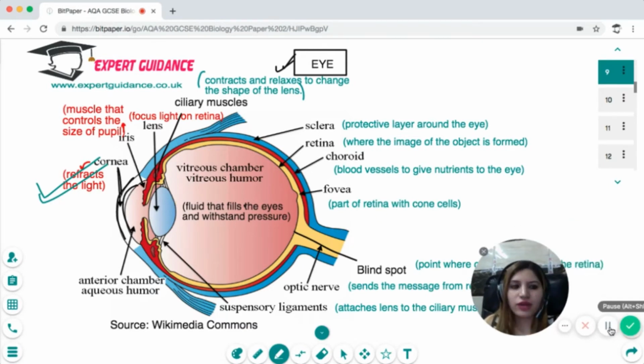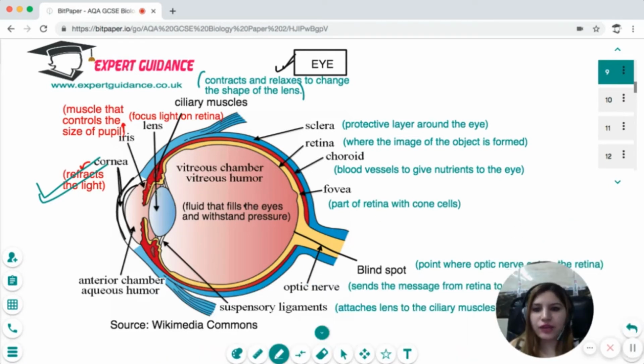Then, in front of the lens, you can see this is the iris. This is like a muscle that controls this aperture, which is the pupil. A pupil is nothing but the aperture which opens and closes depending on the light that enters. If the light is not that bright, the iris will retreat back, increasing the hole so that more light enters. If there's a bright light, then the iris will decrease the size of the pupil.